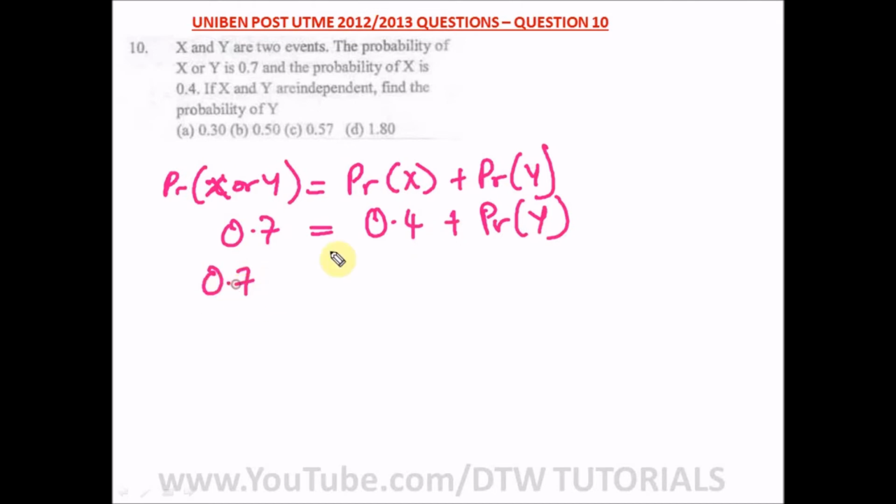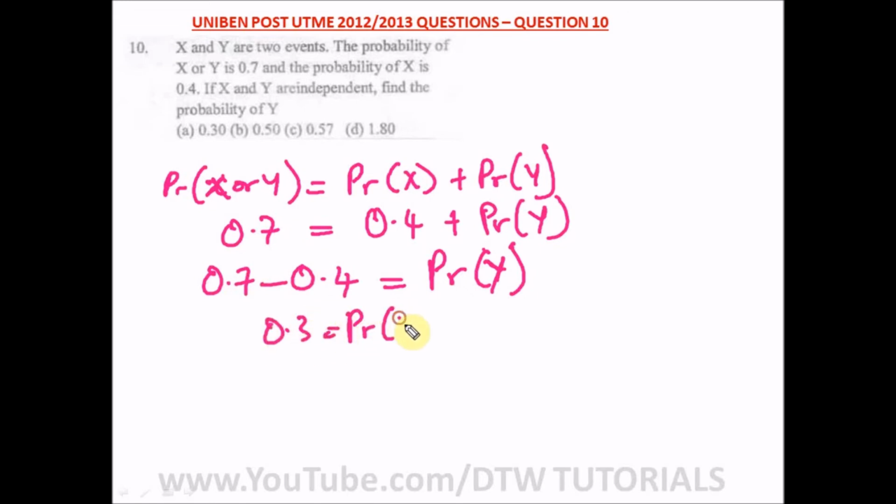We have 0.4. So that's 0.7 minus 0.4. So that would give us a probability of what? Y. Okay, and this is what? 0.7 minus 0.4? That would be 0.3, equal to our probability of y. Okay, so our answer is what? 0.3, and our right option here is option A.